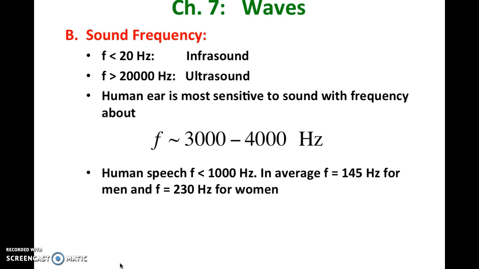In hospitals, there are ultrasound machines. They can detect the inside of the body. A human ear is most sensitive to sound with frequency between 3,000 and 4,000 Hz. The frequency of human speech sound is usually less than 1,000 Hz and on average about 145 Hz for men and 230 Hz for women.